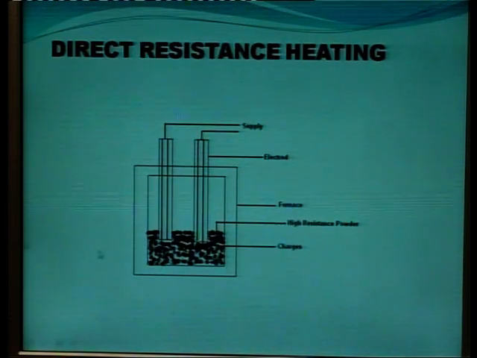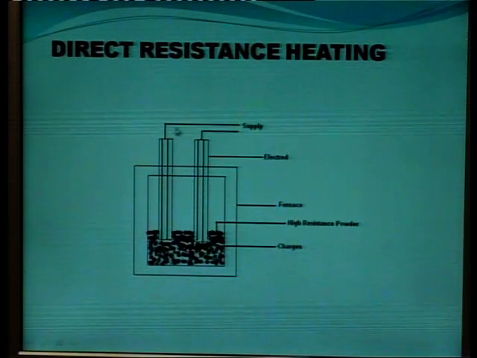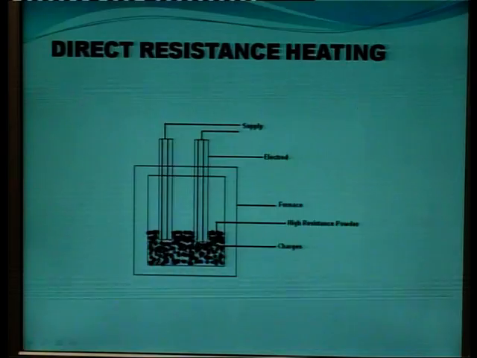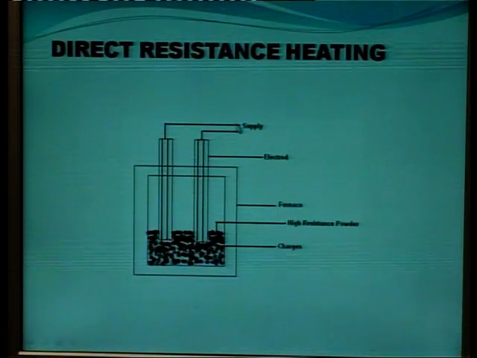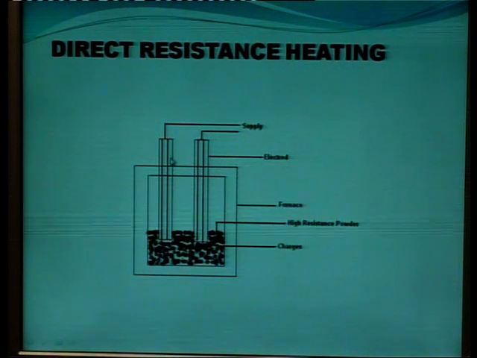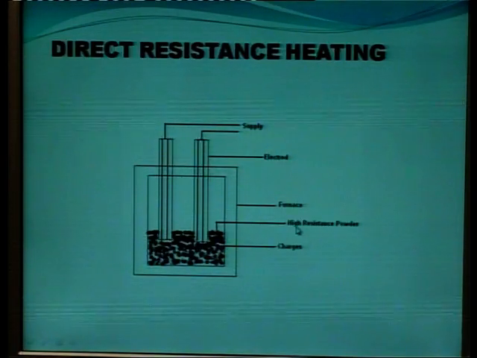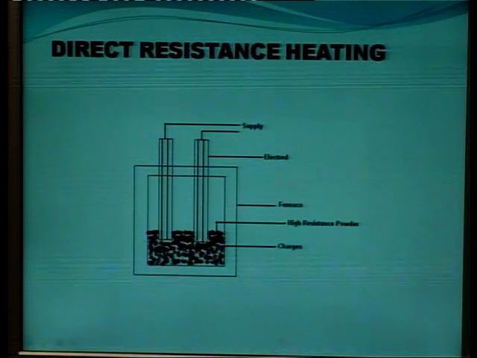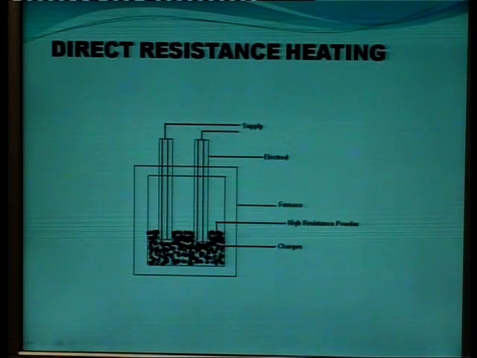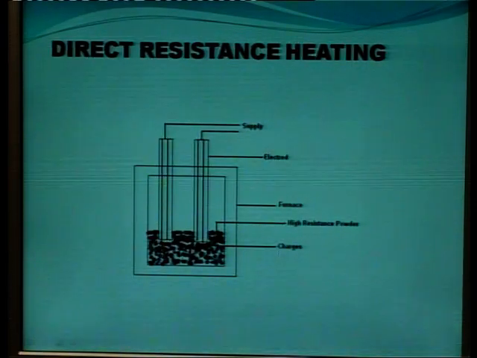So consider this is a furnace in which we have poured charge. Now charge is that material which we want to heat. Now here we have two electrodes that are immersed in this charge. Now whenever we give single phase supply or DC supply to these electrodes, these electrodes produce heat. Now we have poured some high resistance powder over this charge for the special case when the charge material is very less. In order to avoid the direct short circuit, we have poured some high resistance powder.